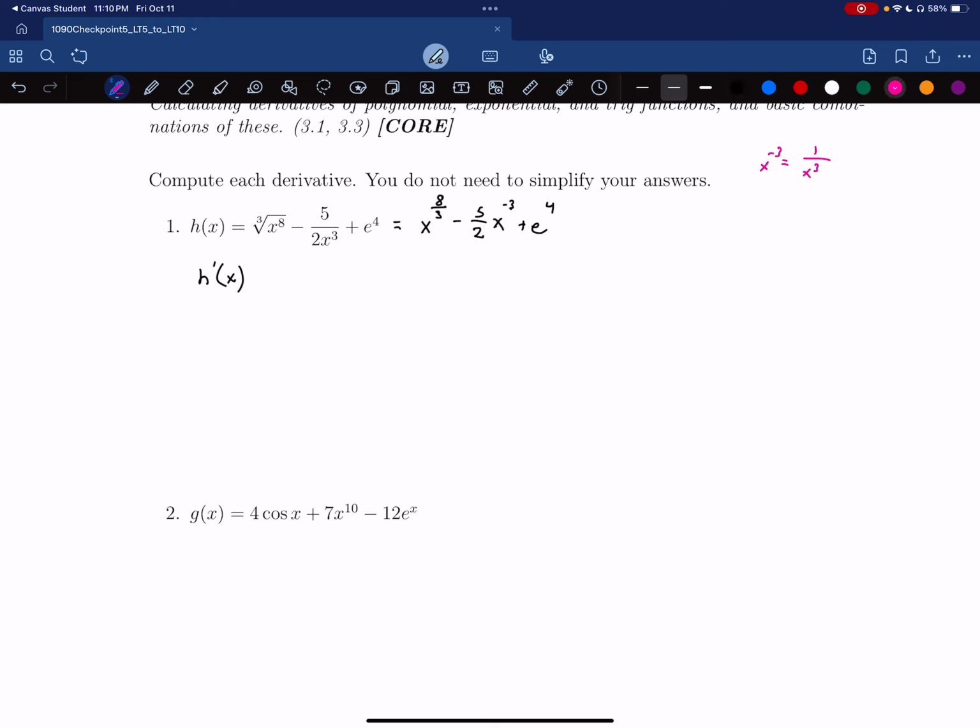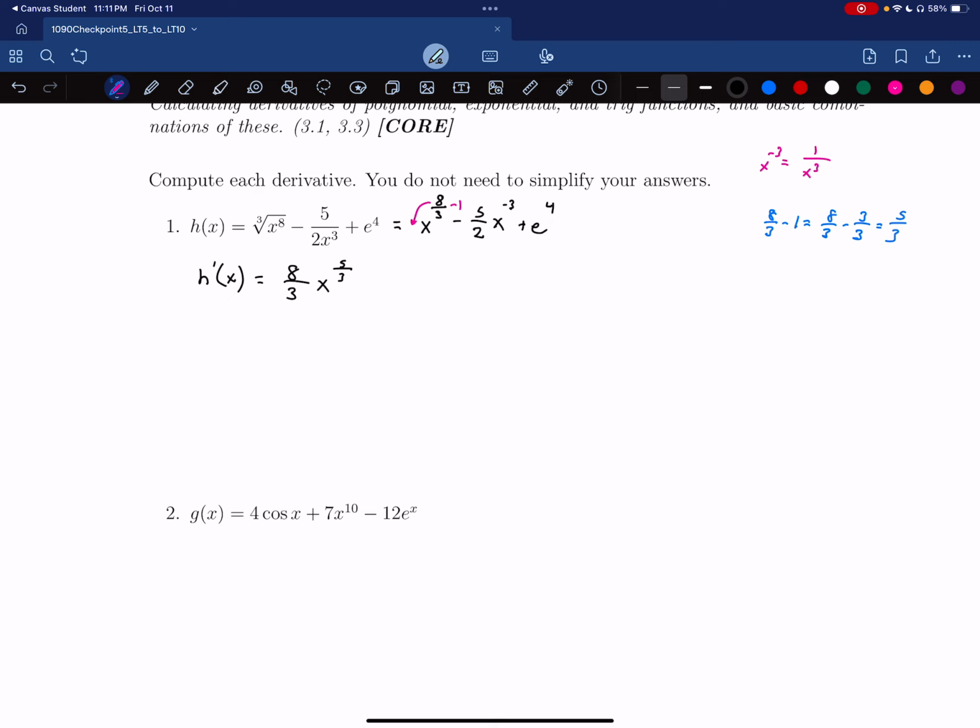And now I need to do the power rule for the first term. This 8/3 will go in front, and then we'll subtract 1 from that exponent. So we'll have 8/3 x, and then 8/3 minus 1 is equal to 8/3 minus 3/3. We need a common denominator for this subtraction, and then we get 5/3. So 5/3 power right there.